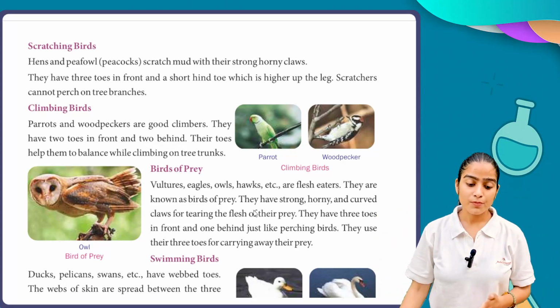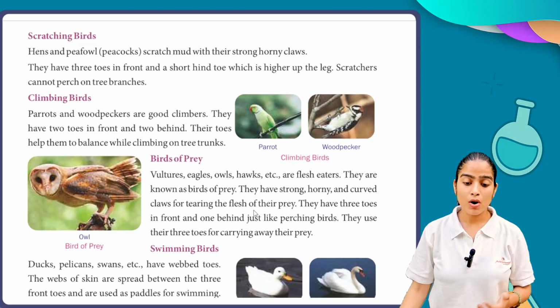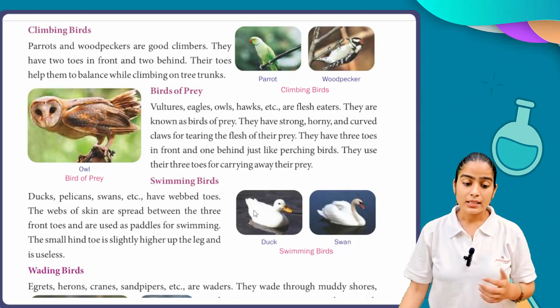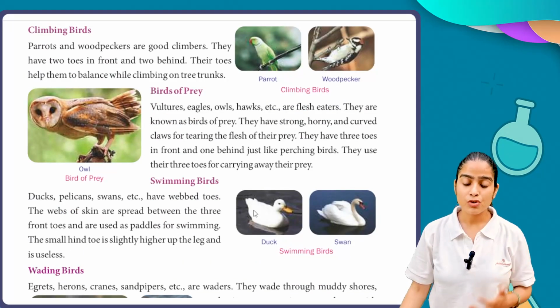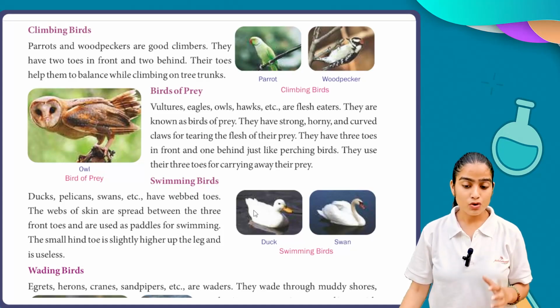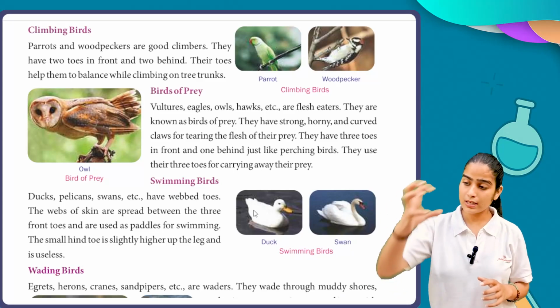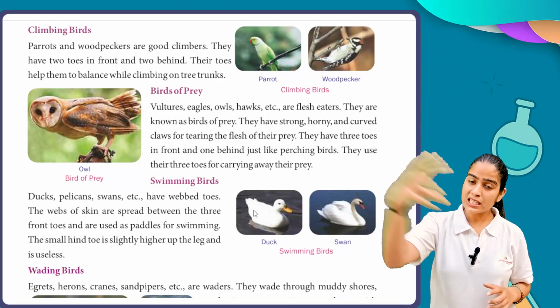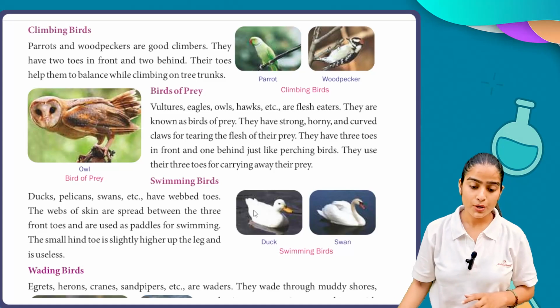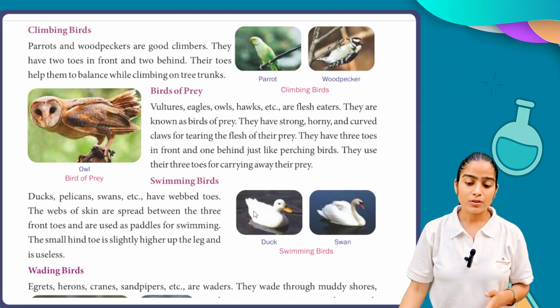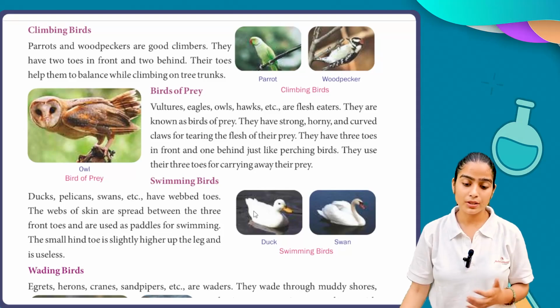Next we have birds of prey. Vultures, eagles, owls, hawks, etc. are flesh eaters. They are known as birds of prey. They have strong, horny, curved claws for tearing the flesh of the prey. So they have strong, horny, curved claws like this, so they can catch their prey directly. Okay, just like perching birds, they use their 3 toes for carrying away their prey.